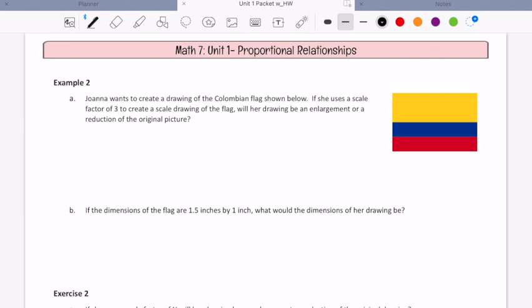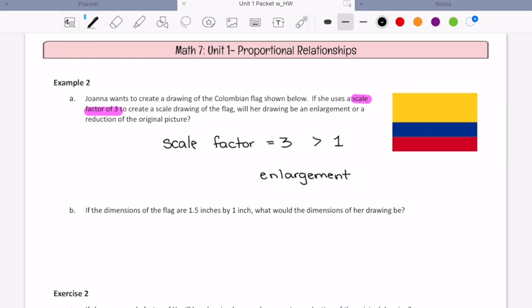Example 2. Joanna wants to create a drawing of the Colombian flag shown below. If she uses a scale factor of 3 to create a scale drawing of the flag, will her drawing be an enlargement or a reduction of the original picture? I'm going to highlight my key words here. So it says, if she uses a scale factor of 3. So if my scale factor is 3, I'm going to compare 3 to 1. 3 is larger than 1, so this would be an enlargement.